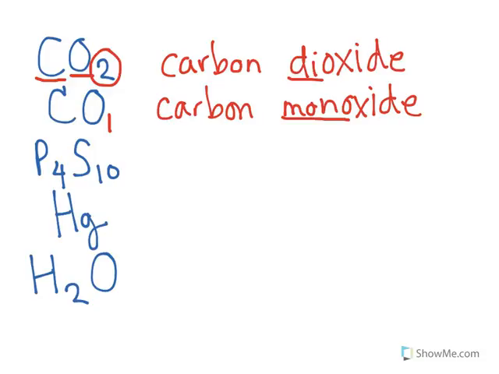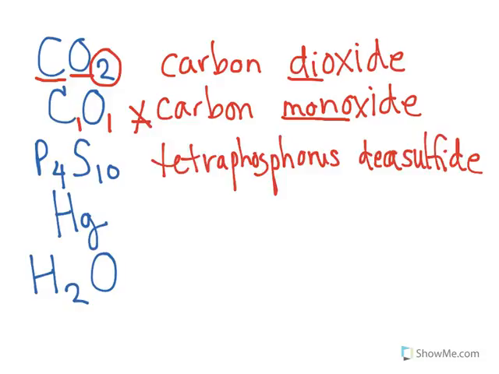Notice that the first atom, even though there's only one carbon, does not have a mono in front of it. This next compound is known as tetraphosphorus decasulfide. It is tetra because there are 4 phosphorus atoms, and deca because there are 10 sulfurs.